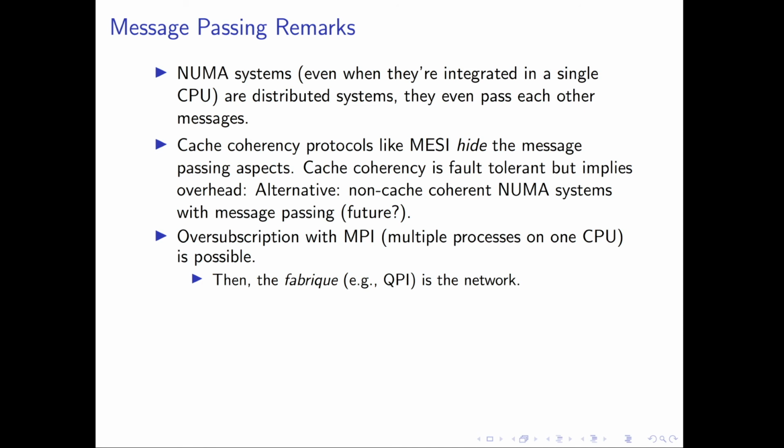And then on the other hand, when you have APIs like MPI, those allow for oversubscription. You can run an MPI program and schedule 8 processes on a single CPU. And when you think of it like this, then the fabric, like QPI, which connects the different processors, or the fabric that connects the individual cores, becomes the network.